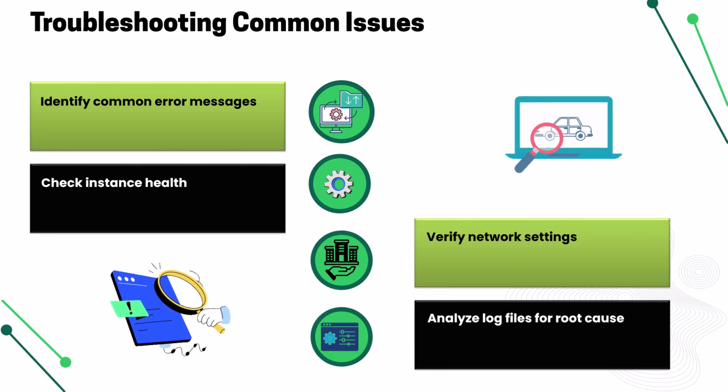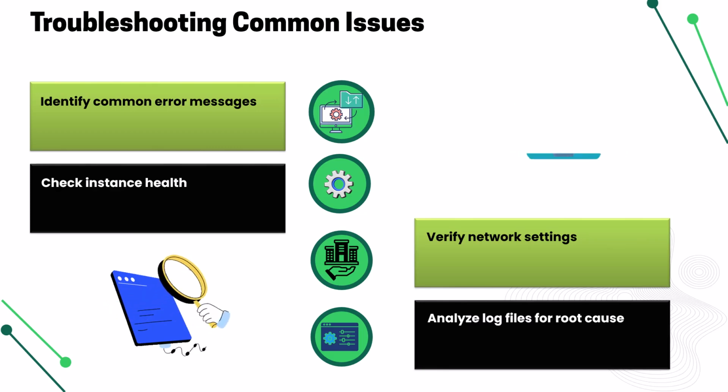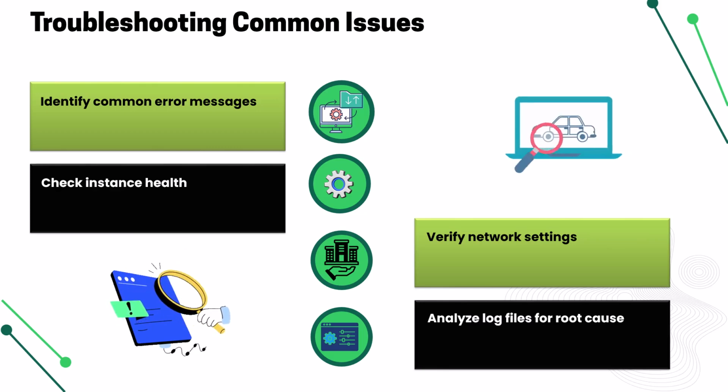Troubleshooting ELB issues is like fixing a leaky pipe. First, we recognize the error messages, because if ELB is upset, it will tell you. Checking instance health is like making sure the pipes aren't broken. Then, verifying network settings ensures traffic is flowing the right way, and log files, they're like security footage, telling you exactly what went wrong.